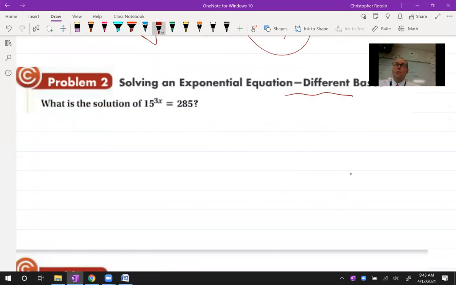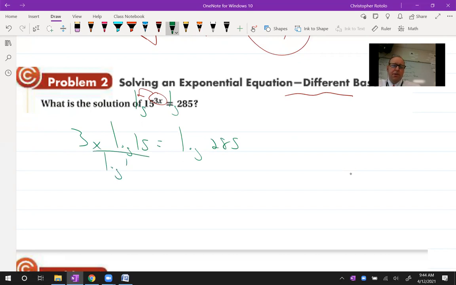So there were a couple properties of logs. We had when we add them, we multiply. When we subtract, we divide. And there was another one that said we can take this guy right here and drop it in front of there. So that's what we're going to do. But to do that, I have to introduce the log into the problem. So I'm going to say log, log, log. So now it becomes 3x log of 15 equals log of 285. And now that I have this, I'm going to go ahead and divide by log of 15.